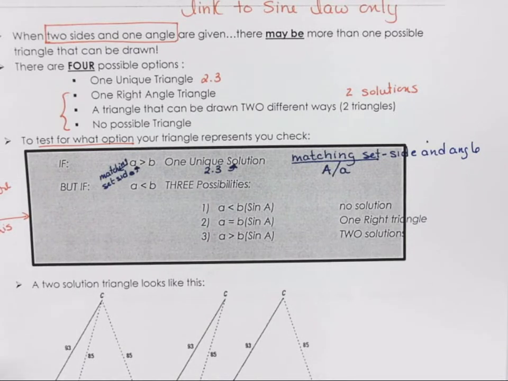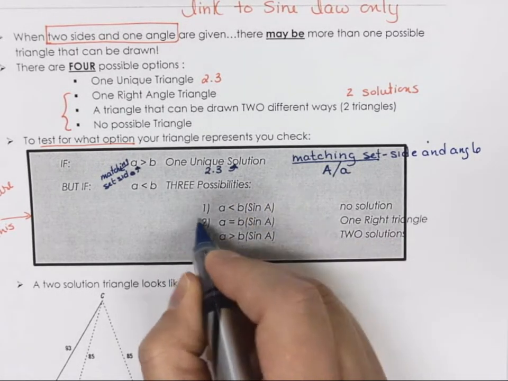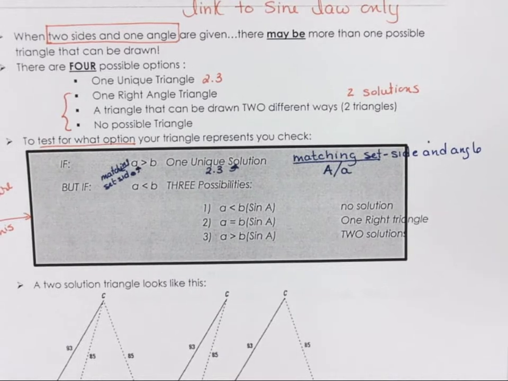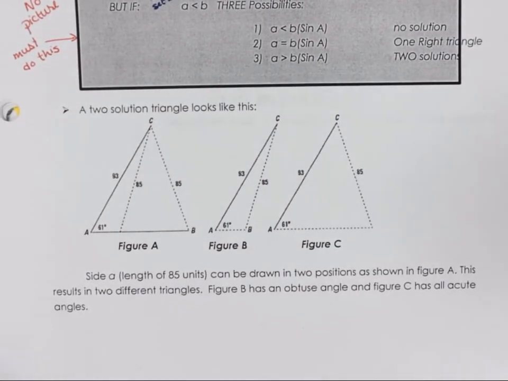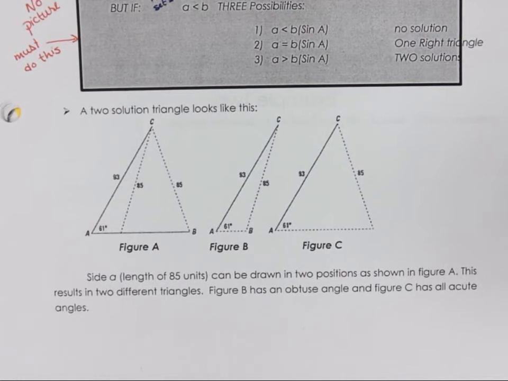Okay, but this is where it gets difficult. If matching set side A is less than B, we have to figure out what we're dealing with. So you have to fill in this information. We'll talk about this in a second. I'll show you how I do it. And then I like to throw this picture in here because if you have a two solution triangle, this is what happens.